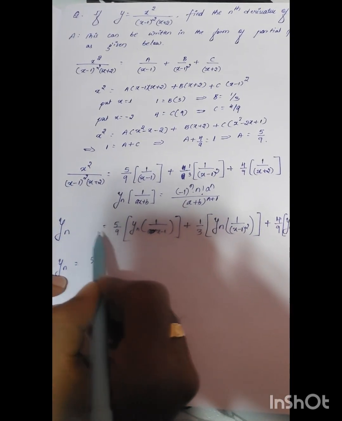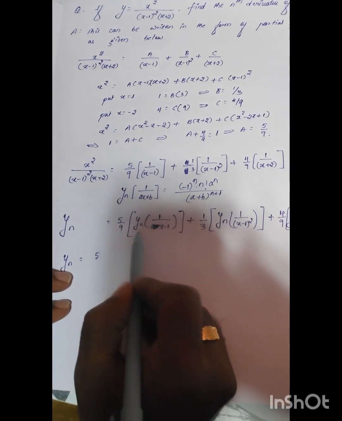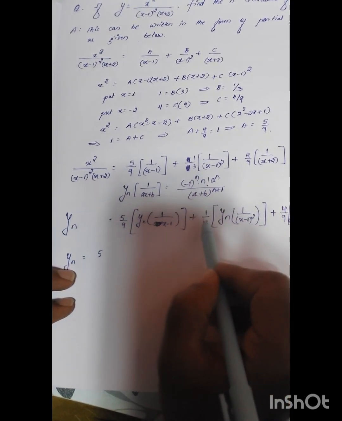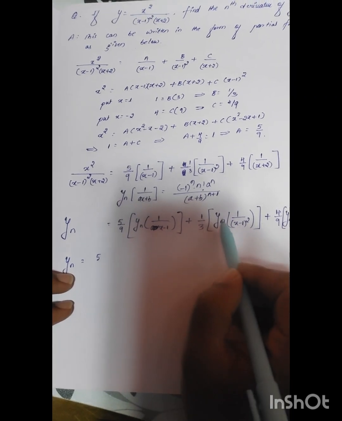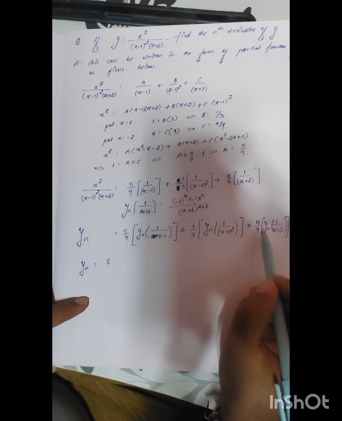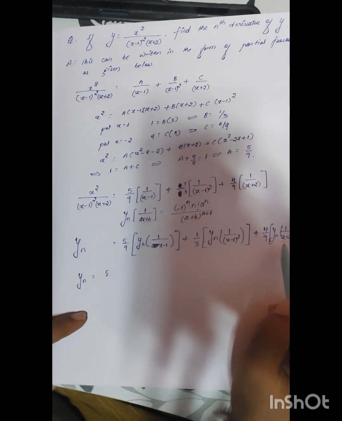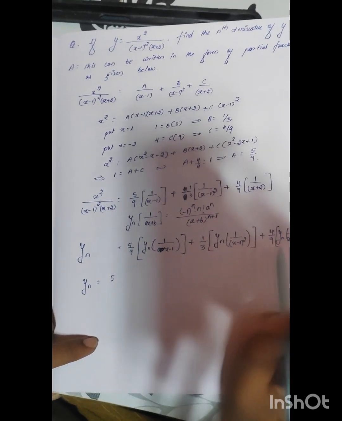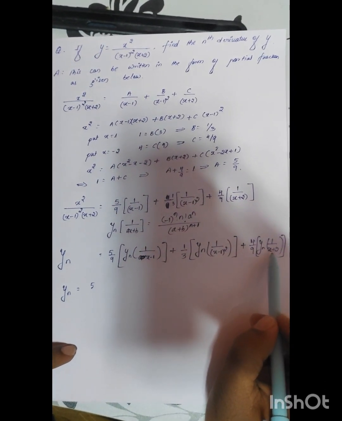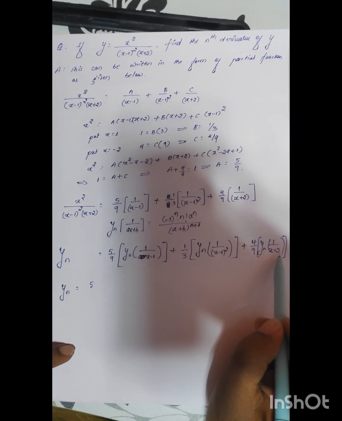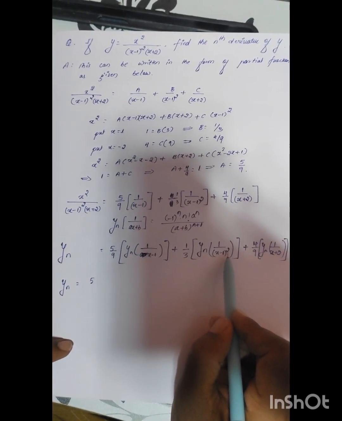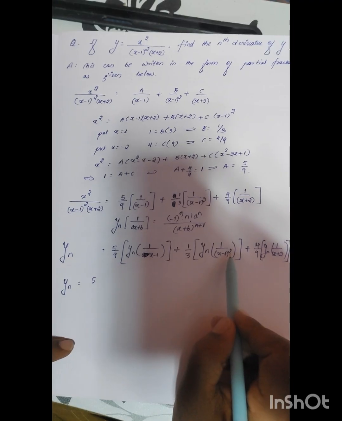So what happens, yn will be equal to 5 by 9, nth derivative of 1 over x minus 1, plus 1 by 3, nth derivative of 1 by x minus 1 the whole square, plus 4 by 9, nth derivative of 1 over x plus 2. If we observe the first term and the last term, we have 1 over x minus 1 and x plus 2, so the power in these two terms is only 1, right? But the middle term has x minus 1 the whole square, so we have 2 here, and that also should be taken here.